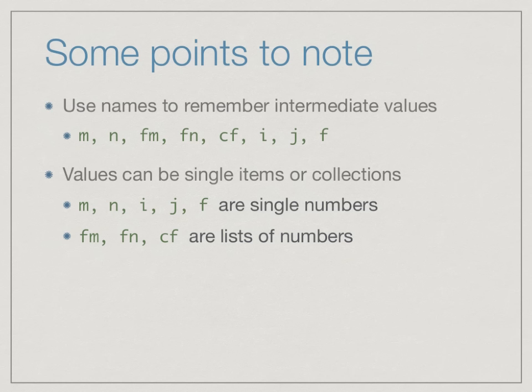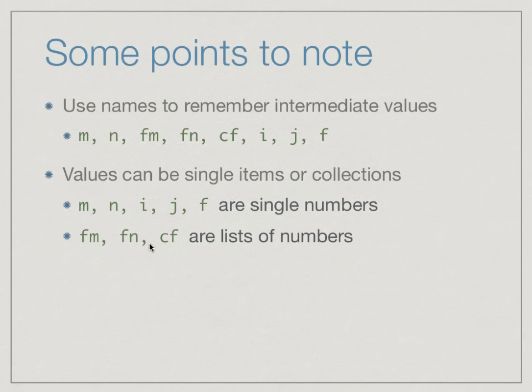The second point to note is that a value can be a single item. For example, m and n are numbers. Similarly, i, j, and f at each step are numbers. So these could be single values, or they could be collections. So there are lists. fm is a list, fn is a list.